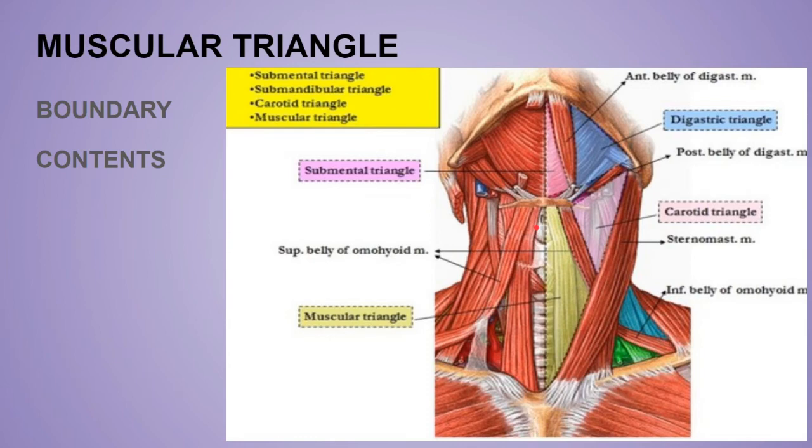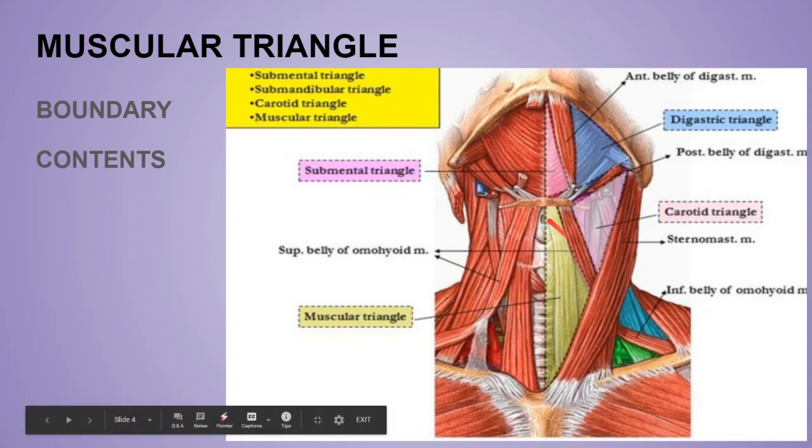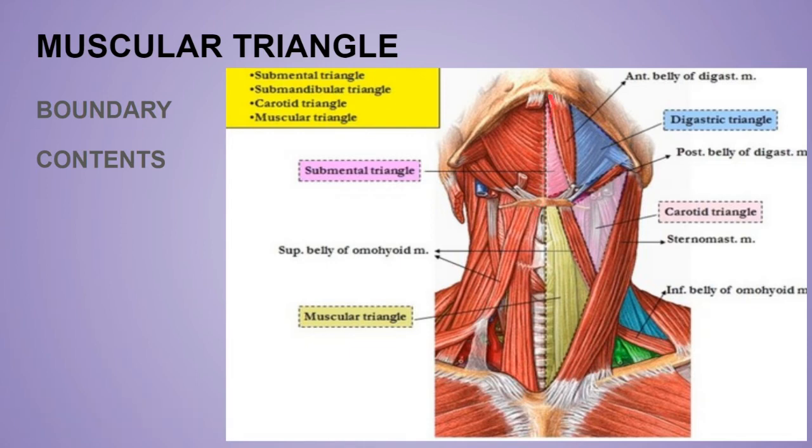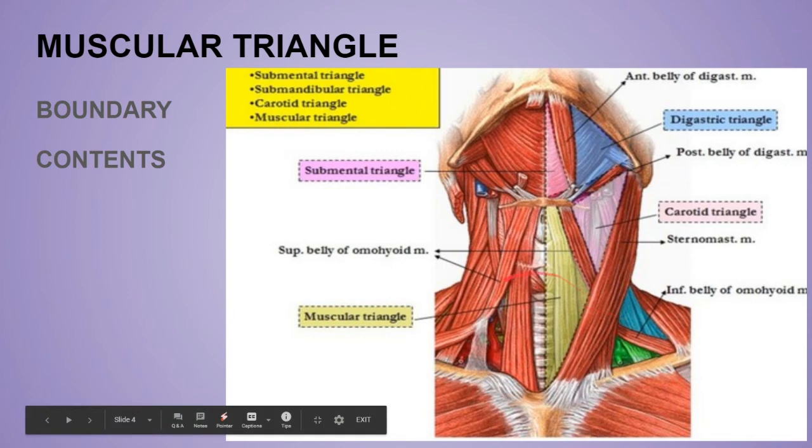Now the muscular triangle. As you can see over here, the green colored structure is the muscular triangle. And remember, except for the submental triangle, all triangles in the anterior region of the neck are mainly in pairs. So of course, the muscular triangle is present two in number, one on each side of the median plane of the neck.